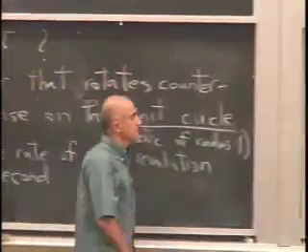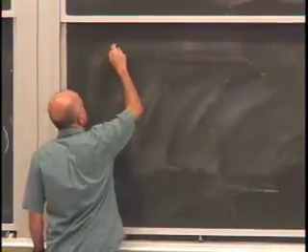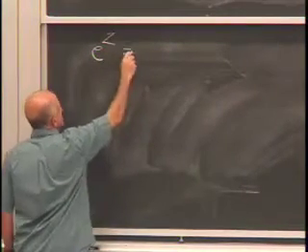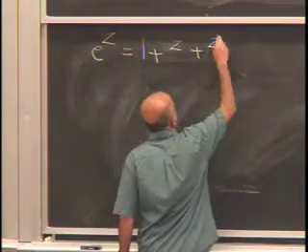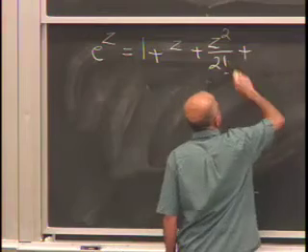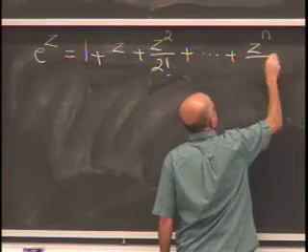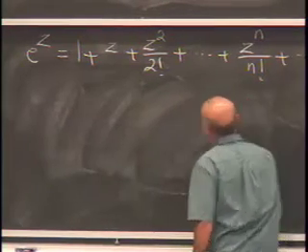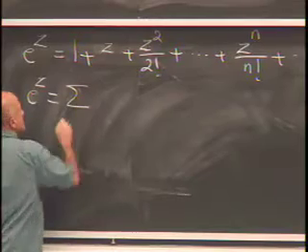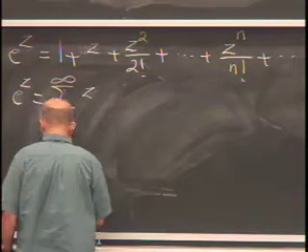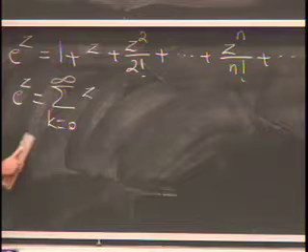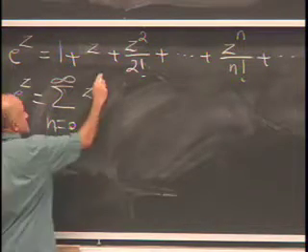And let's see why that happens. What is the expansion of e to the z that you're aware of? The Taylor expansion. One plus z plus z squared over 2 factorial plus, and so on. So e to the z has an infinite sum, the sum of z to the n over n factorial.